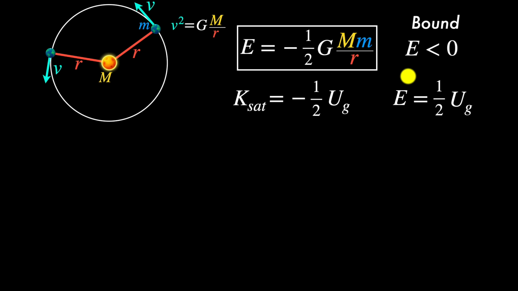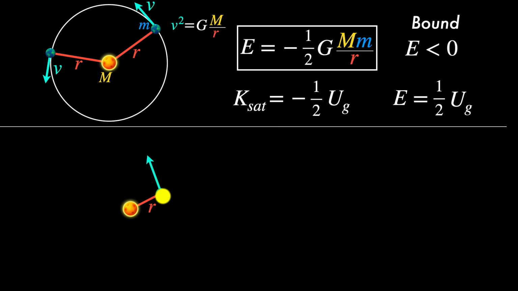Okay, so what do you think would happen if the total energy was more than 0? What would that represent? For that, let's do a thought experiment. Suppose we give a kick to our Earth, increasing its speed such that it escapes the sun's gravitational influence and reaches infinity and stops.